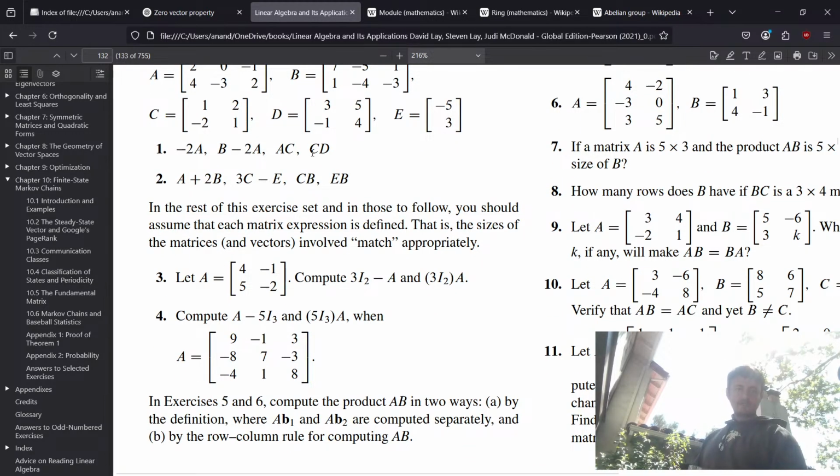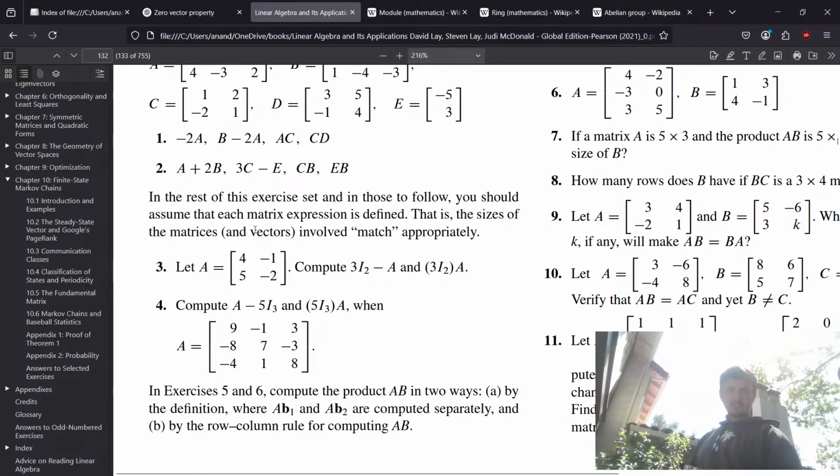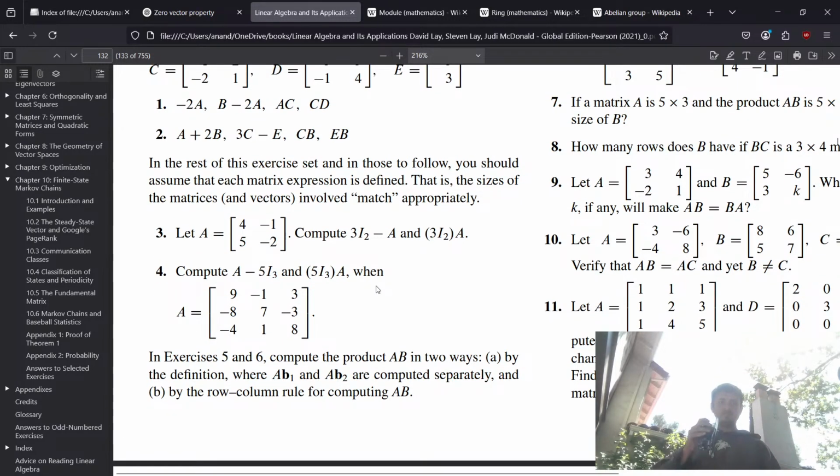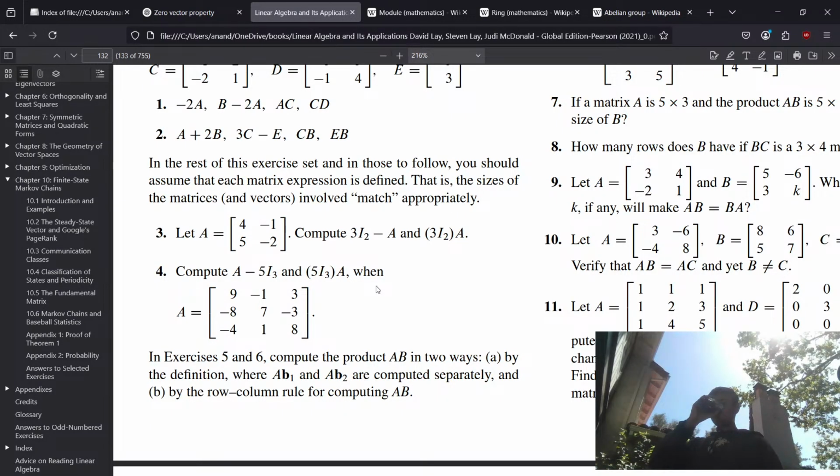Now we're on 3 and 4. In the rest of this exercise, you should assume that each matrix expression is defined. Three times the identity minus A.